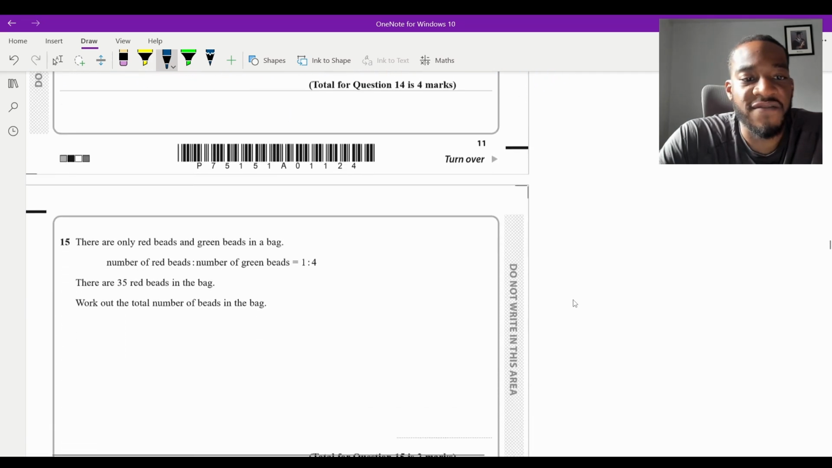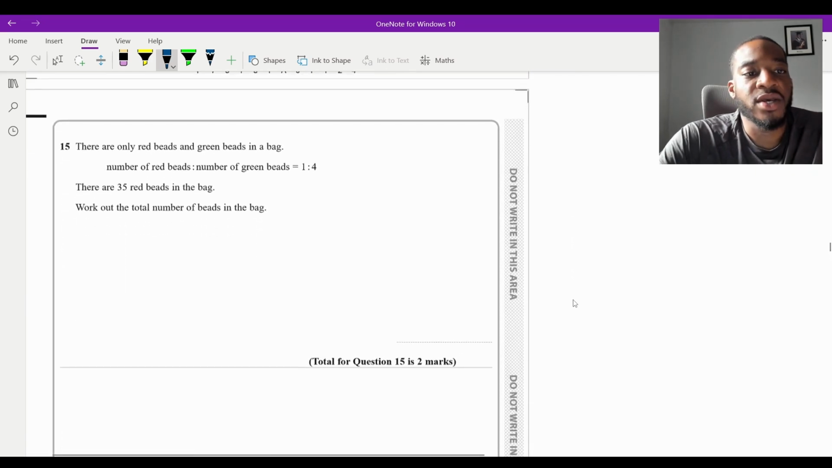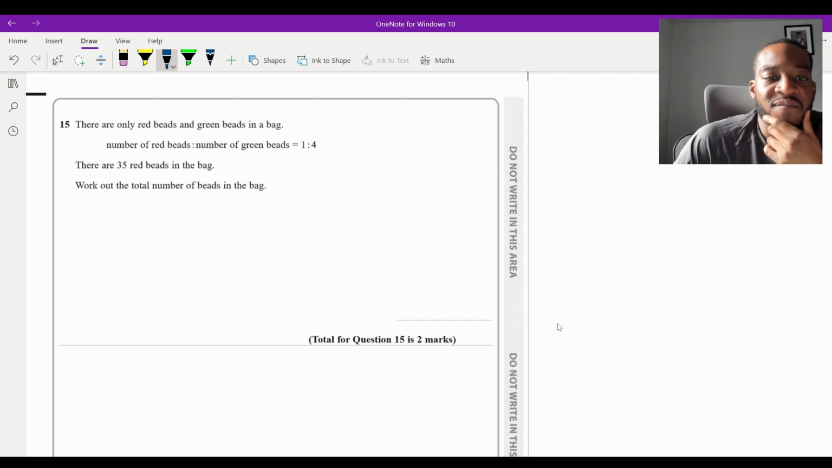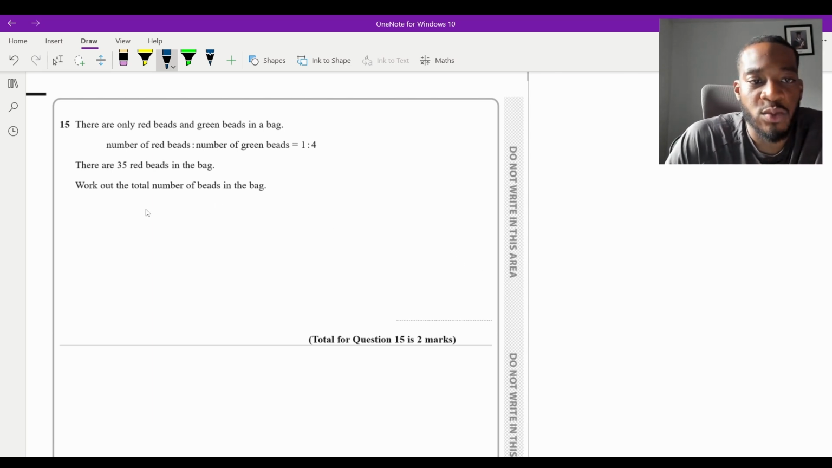Let's go to question 15 and see what we've got. It says there are only red beads and green beads in a bag. The number of red beads to the number of green beads is in a ratio of 1 to 4. There are 35 red beads in the bag. Work out the total number of beads in the bag. Okay, so we've got red and we've got green, right? And this is in the ratio 1 to 4.